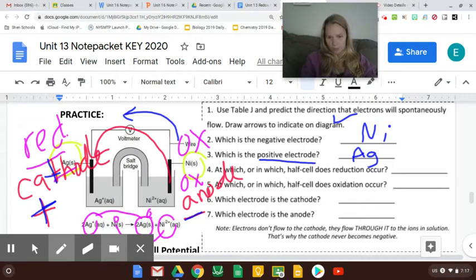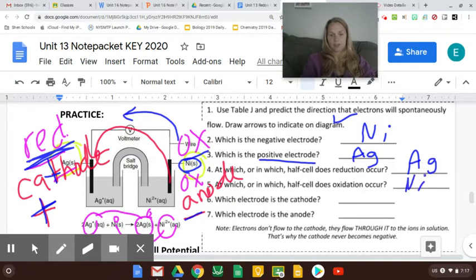At which half cell does reduction occur? Let's see, I figured that. It was lower on table J and its charge went down, so it was Ag. At which half cell does oxidation occur? I figured out that was nickel because it was higher on table J and because its charge down here went up. So either one is a good way to figure it out. Which is the cathode? Ag, because I figured it got reduced. Red cat means the reduced one's the cathode. Which is the anode? Well, I knew this got oxidized, so I went anox. That's the anode, so it is nickel. So you can figure out one thing and then use your memory tricks, you can figure out the rest.